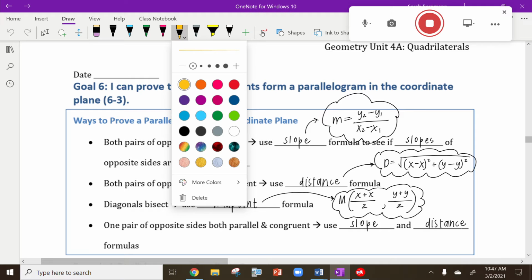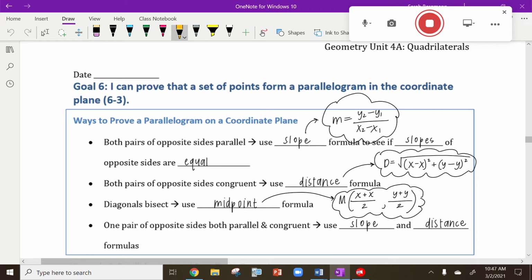So first we have both pairs of opposite sides are parallel. In order to check this in the coordinate plane, you would use the slope formula to see if the slopes of the opposite sides are equal. Remember, equal slopes means parallel lines. Here's the formula for slope if you forget. Remember that these have to be in a specific order.